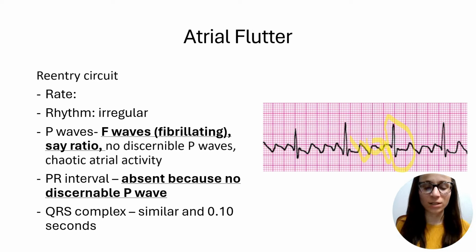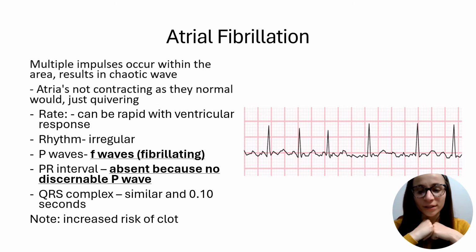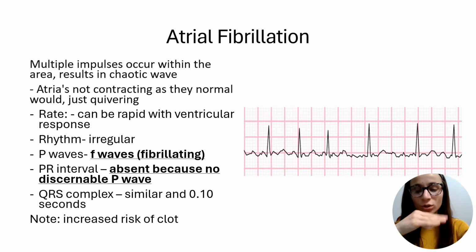That's how they would explain F waves. Atrial fibrillation. With atrial fibrillation, you're going to have multiple impulses occurring within the atrium, and it's going to result in chaotic waves. There's just disorganized atrial activity, chaos there. And what's happening is instead of contracting like this, contract, relax, you're going to have quivering, just quivering.